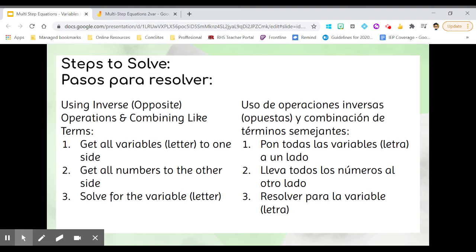So again, we're going to get all the variables to one side. Then we're going to get all the numbers that aren't attached to variables to the other side. And then we're going to solve for the variable using the inverse. In that case, it's always multiplication or division, and we're going to get our final answer. So let's take a look at some problems.